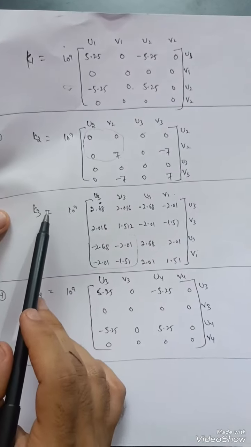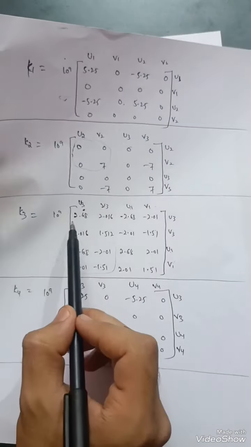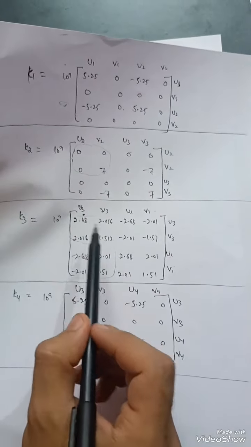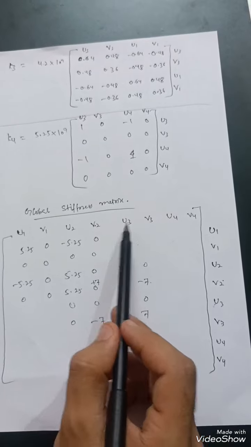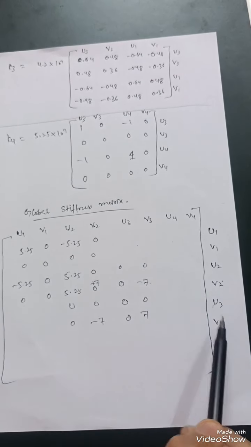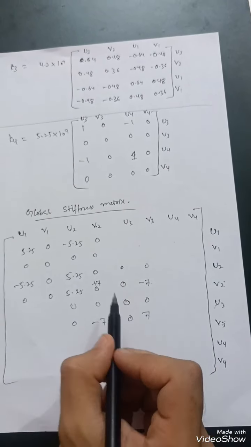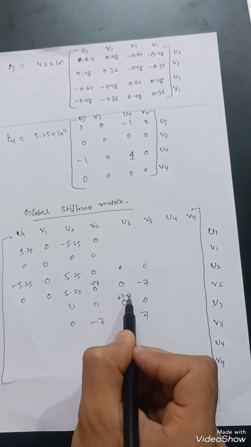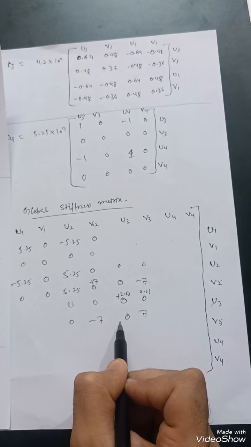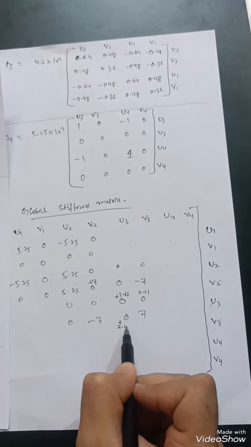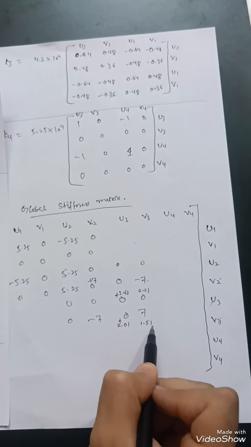Now the third stiffness matrix, k3. For the first square part, it comes under u3 v3 u3 v3. You have to add it over here, u3 v3 u3 v3. So it will add up over here, that is plus 2.68 and 2.01, then plus 2.01 and 1.51.